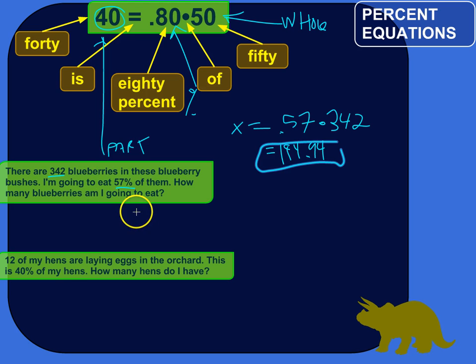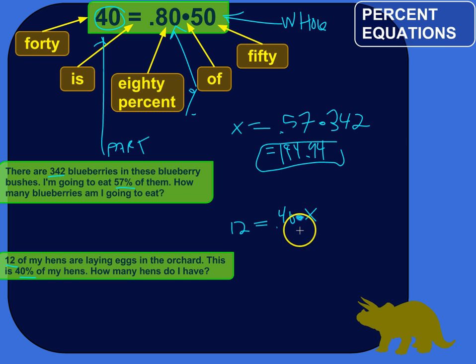So let's do one where it's a whole out of the part. 12 of my hens are laying eggs in the orchard. This is 40% of my hens. So 12 represents 40% of my total hens. So I don't know the total, okay? But I do know percent, and I do know the part. So here's how we'd write this equation. 12 is 40% of how many? 40% of we don't know. So we call it x.